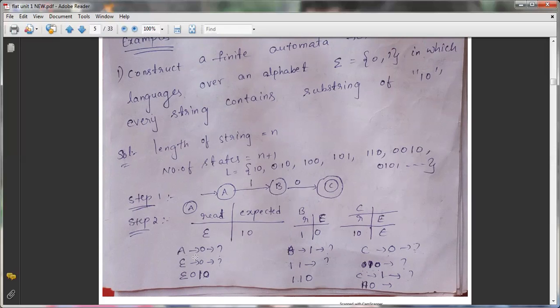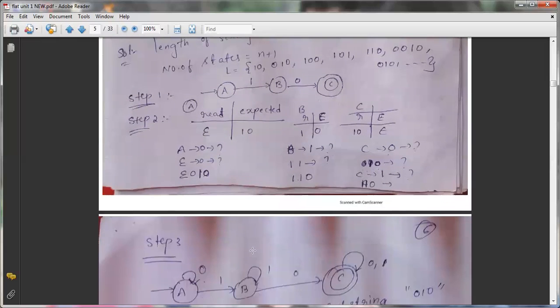First, we have to calculate where A on 0 is going. A on 1 is going to B, we know that. But A on 0, we don't know; we have to calculate that. The read value for A is epsilon, and epsilon with 0 is 0. But what do we need to go to the final state? We need 1, 0, and 1, 0 is expected in A only. So we have to give the self loop for A on 0.